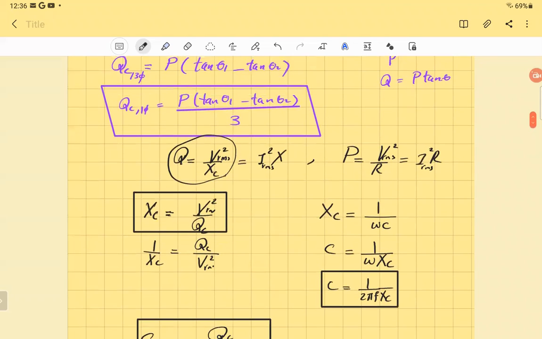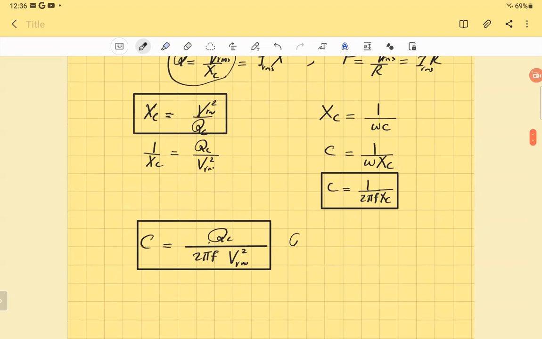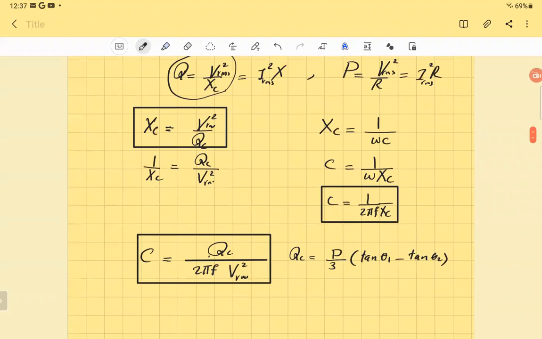Well, if you want to make it more compact, you can put this formula for QC in this equation and you get just one formula. You program it and then you can get it. Q is equal to P tan theta 1 minus tan theta 2, over 3. Or you want to keep it separate, that's okay. But I have to write next to it: QC is equal to 1/3 P times tan theta 1 minus tan theta 2. Check, yes. So that's the way.